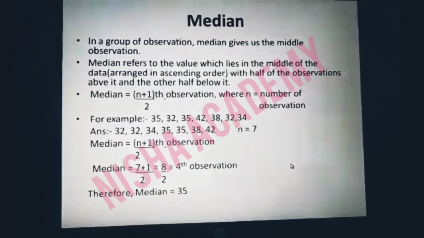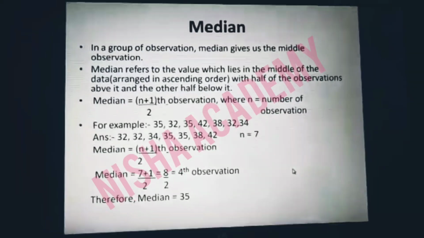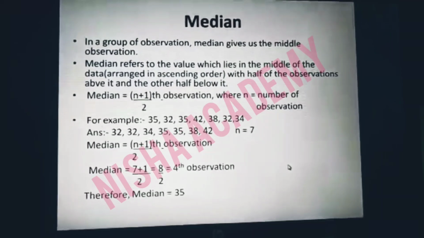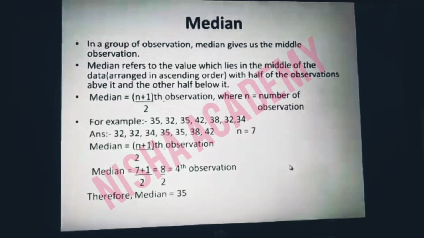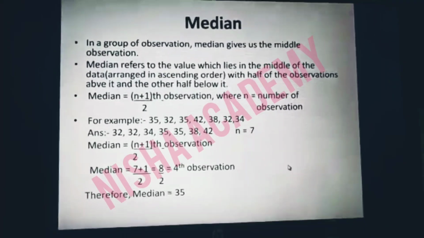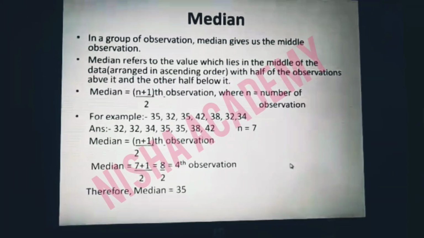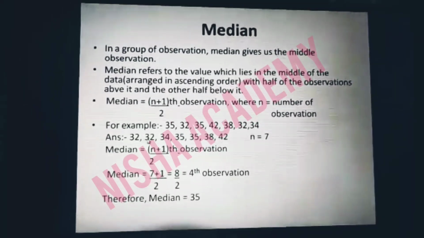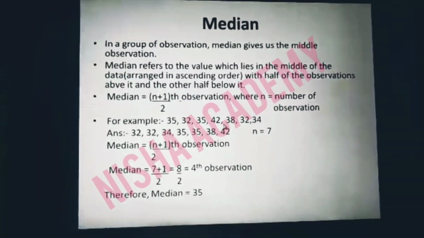35, 32, 35, 42, 38, 32 and 34. These are the observations. To find median, firstly you need to arrange it in ascending order. It will be 32, 32, 34, 35, 35, 38 and 42. So there are how many observations? If you count them, 1, 2, 3, 4, 5, 6, 7. So there are 7 observations.